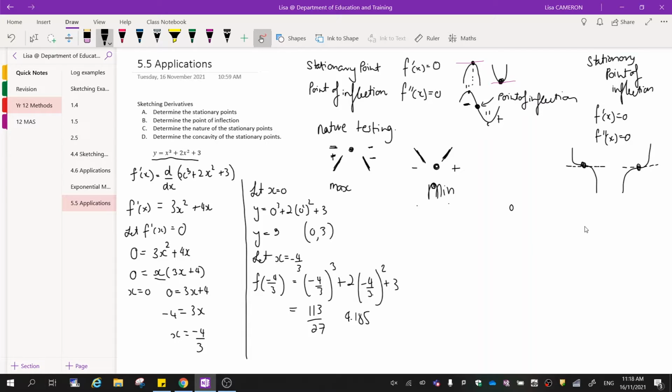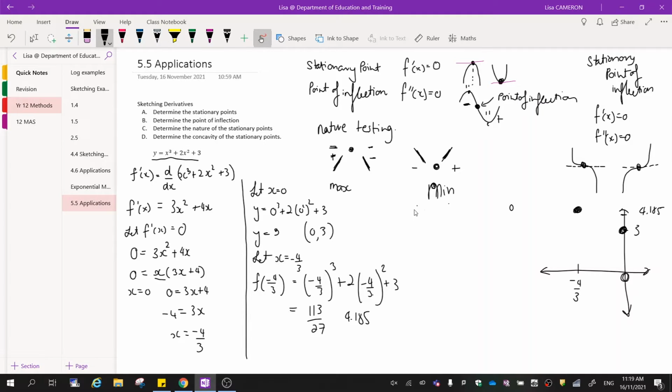So if I quickly just draw a little sketch over here. Okay, I've got negative 4 on 3. Obviously, this isn't to scale. I've got 0 there. And I know that I've got an intercept here at 3. And there's one up here at 4.185. So here is our first coordinate. Here is our next coordinate. So looking at that drawing, we can already determine that this is going to be going to a max and then down to a min. But we're going to prove this by testing the nature of it as well. Okay, so that's part A.